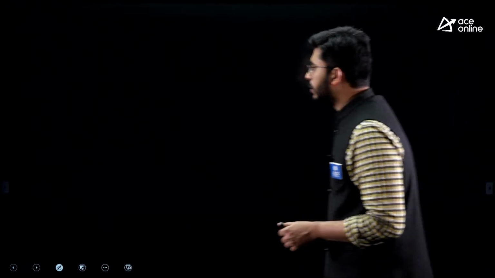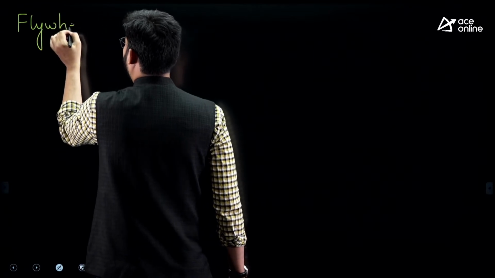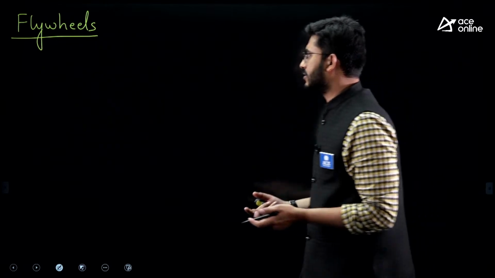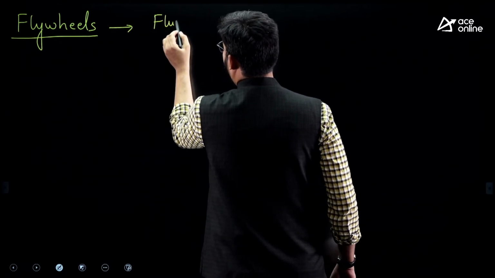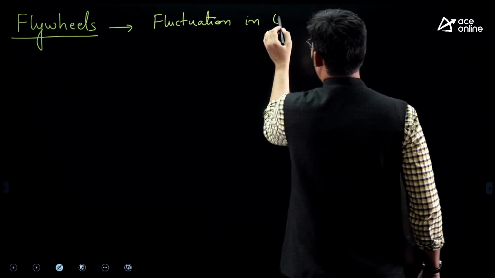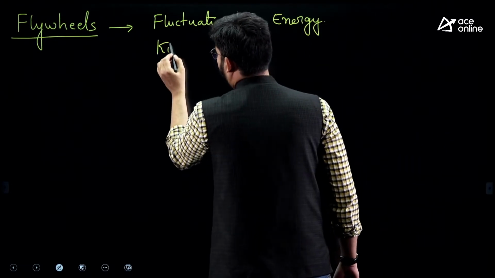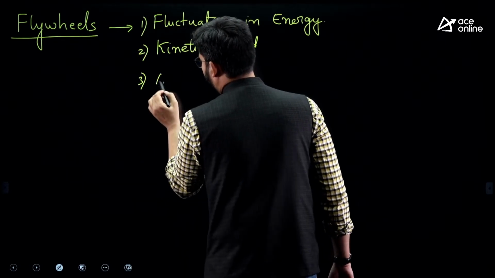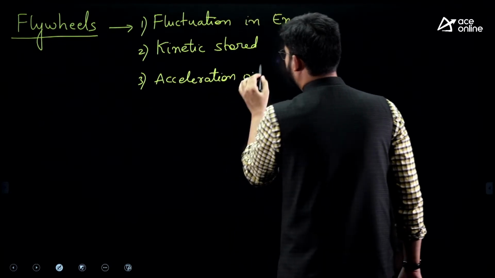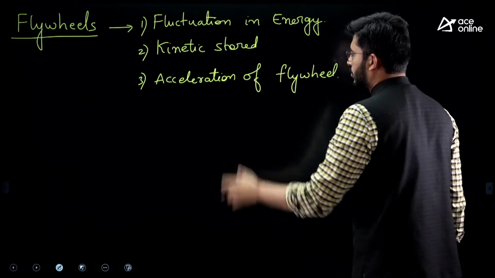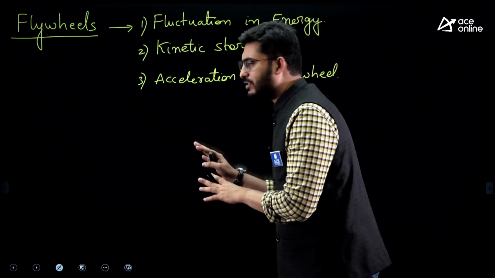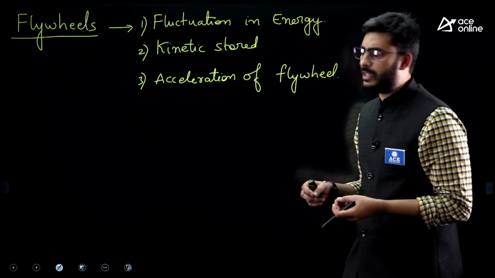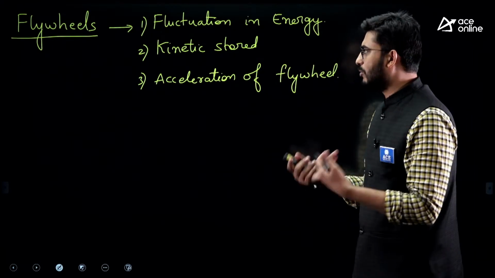All right. So the next chapter, guys, would be flywheels. In flywheels, you will be getting a straightforward question. Either they may ask about the fluctuation in energy, or what is the kinetic energy stored, or they may ask about the angular acceleration of the flywheel. So these are the concepts from where you can expect the questions. And questions from this chapter are formula based, where a single formula will be given, and you have to substitute the values, and that's it. No more critical thinking, I should say.